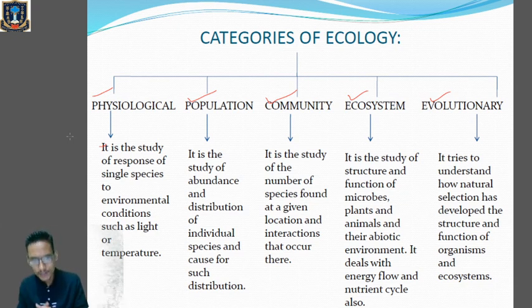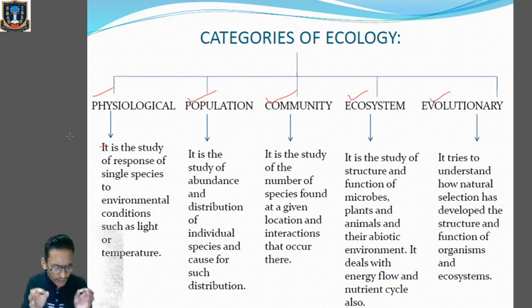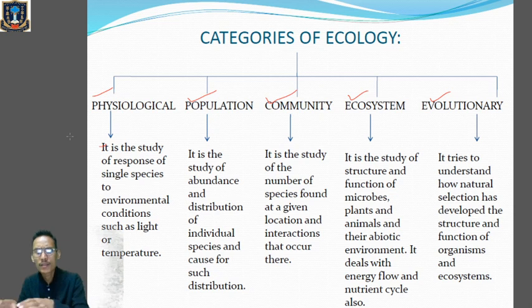Then comes community ecology, which is the study of the number of species found at a given location, and the interactions that occur there. So whatever number of species will be present in a particular area, let's talk about our school, right? Let's say our school is a particular habitat where we are usually surviving. So mainly in that particular habitat, we will find a large number of species.